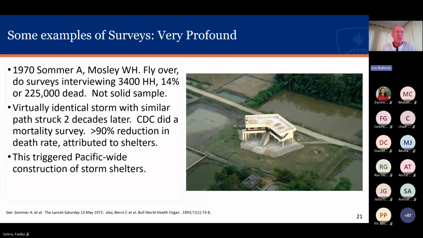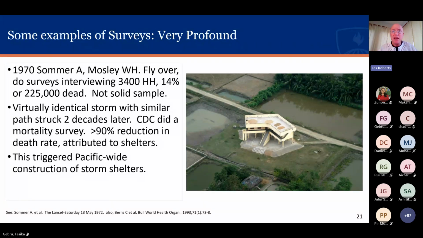So one of the first times in a humanitarian setting this was done was when a huge hurricane hit eastern Pakistan, which is now Bangladesh. And this group from Johns Hopkins could only get to like a dozen communities, but they sampled within those dozen communities, 3,400 households, and they found that almost 250,000 people had died.